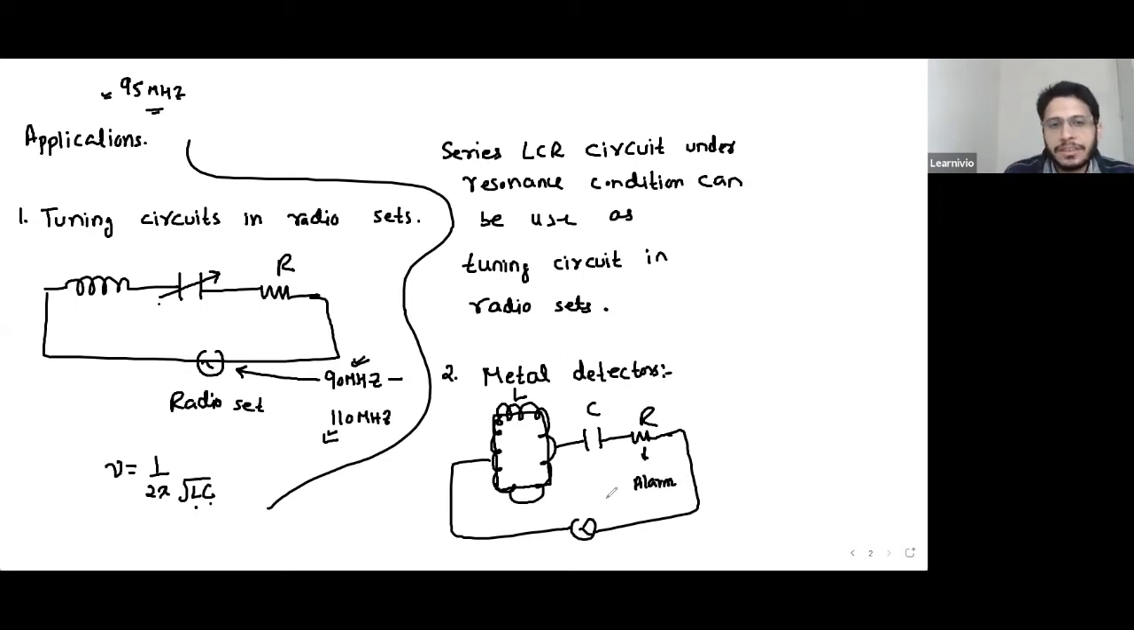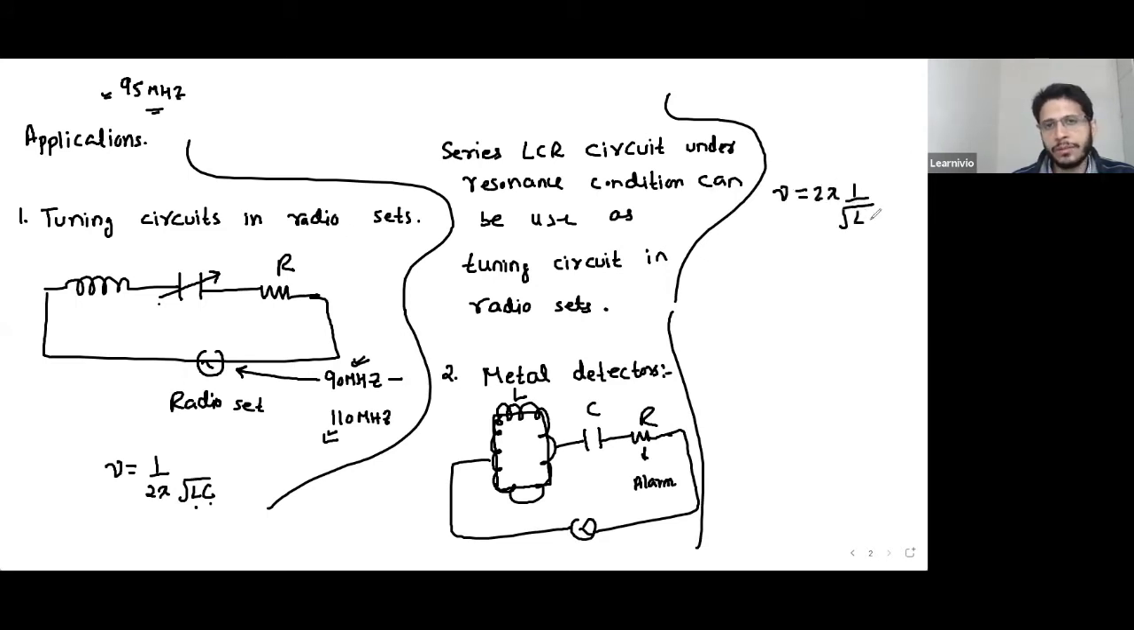This alarm is adjusted in a way that if your circuit is in resonance, then this alarm will remain off. This alarm will remain off until your circuit is in resonance. The resonance frequency is 1 by 2 pi root over LC. Until your circuit is in resonance, this alarm remains switched off.